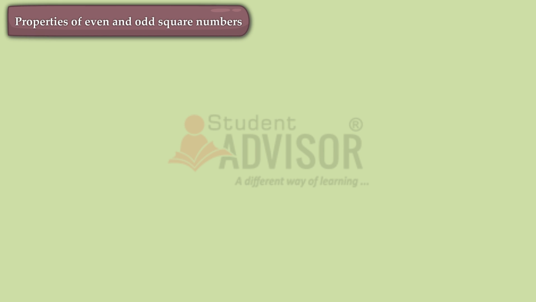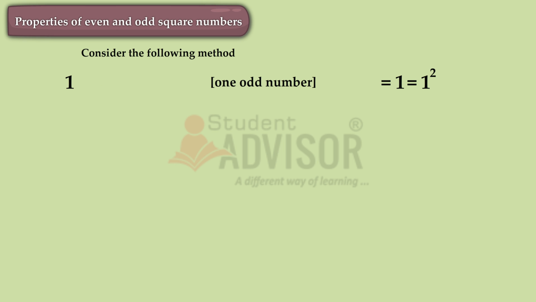Third, adding odd numbers. Consider the following method. 1. Sum of first odd number equals 1 square. 1 plus 3. Sum of first two odd numbers equals 4, equals 2 square.